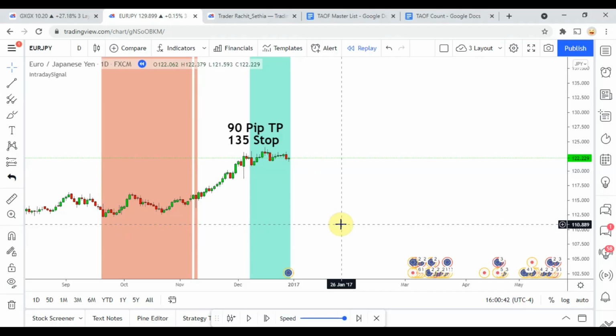Welcome back, viewers. Today we will be testing the intraday signal indicator.